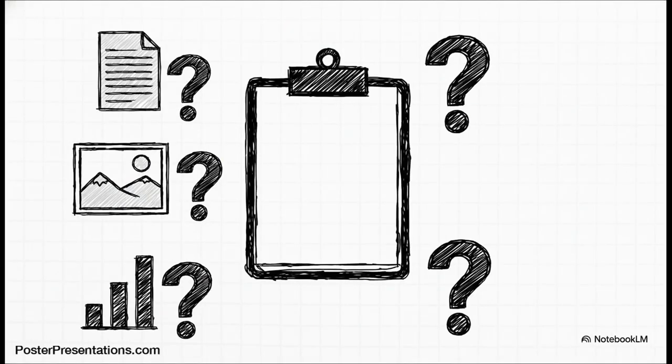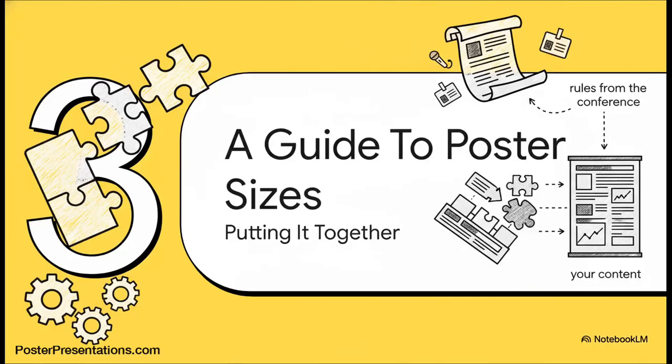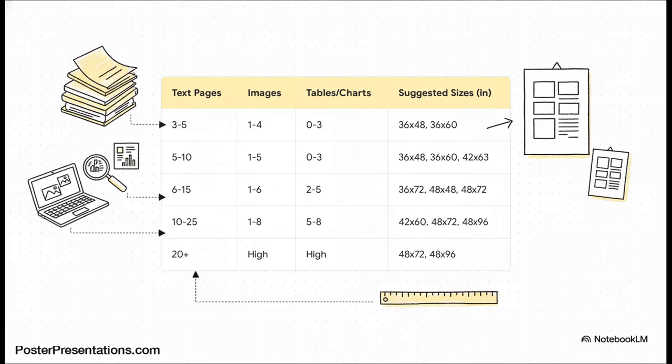How many pages of text are you trying to summarize here? How many images do you absolutely need? And what about tables and charts? Just getting a rough count of these things in your head is going to be a huge help for what comes next. Now let's put it all together. This is where we take the rules from the conference and mash them up with the reality of your content. Okay, this chart right here is your new best friend. It gives you a really fantastic place to start.